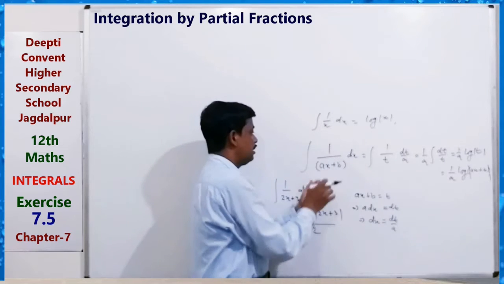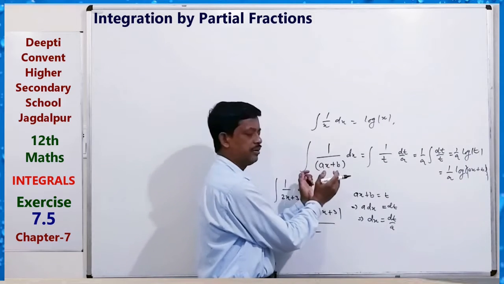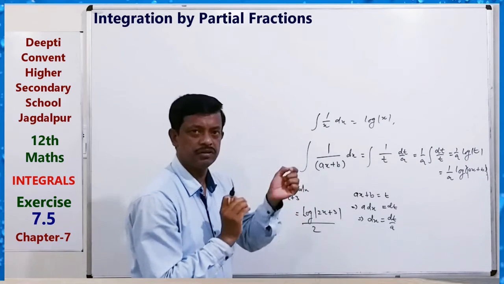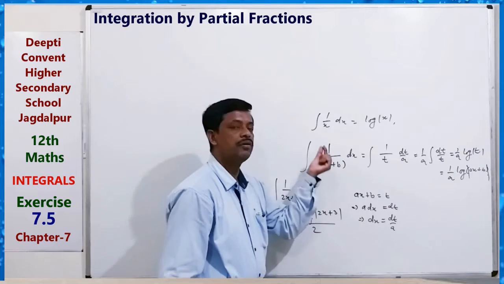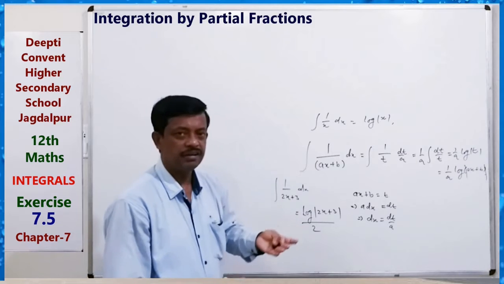So the integration of 1 upon a linear factor can be written as log of the mod of the linear factor divided by the coefficient of x, the coefficient of the variable. So this can be written directly.